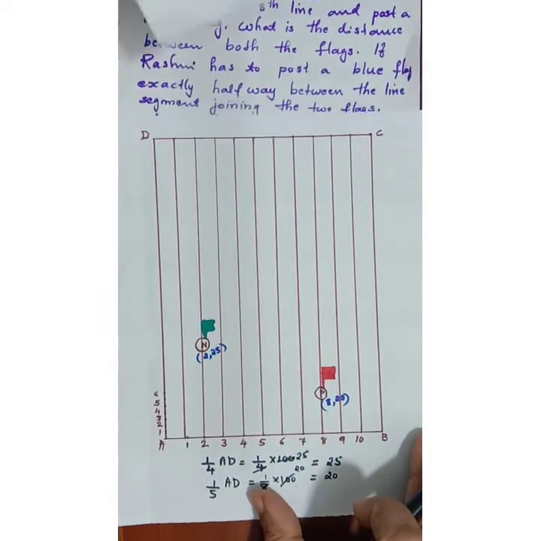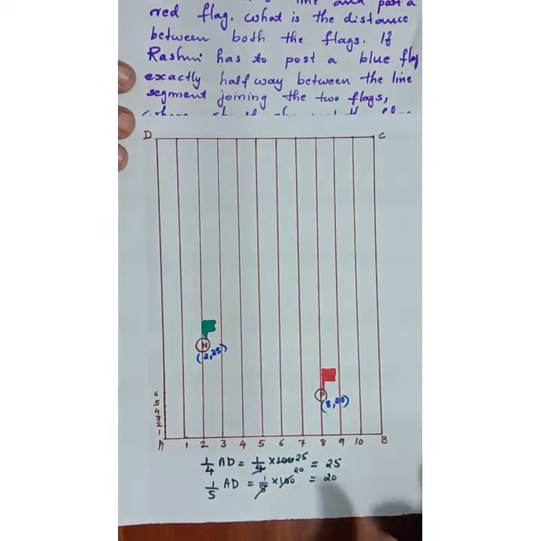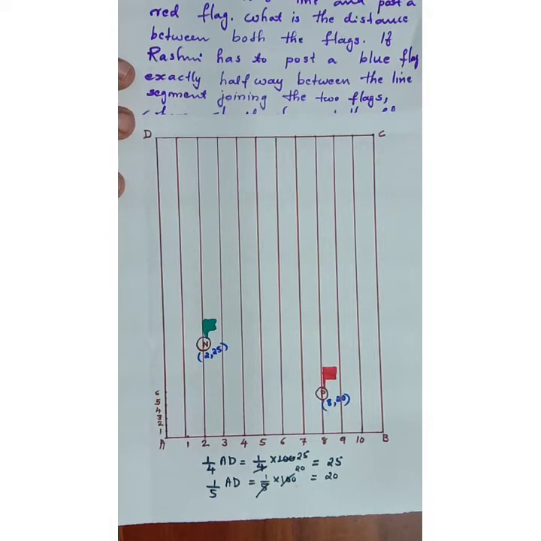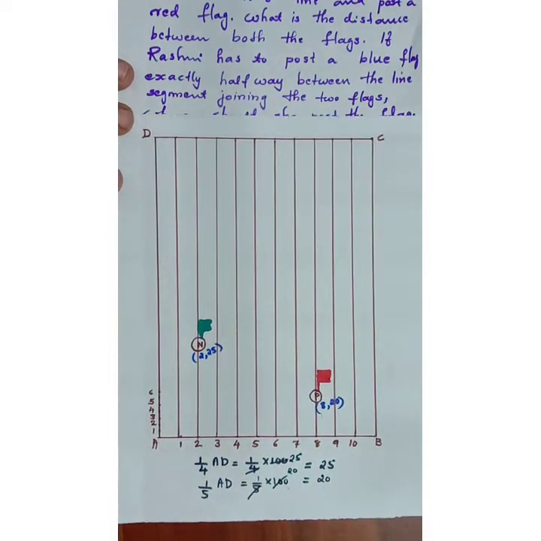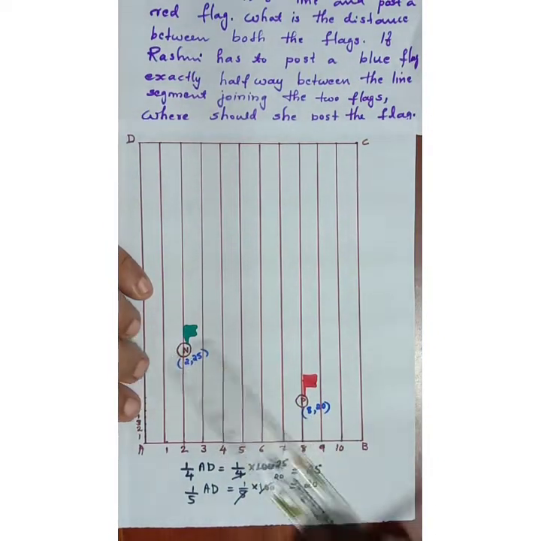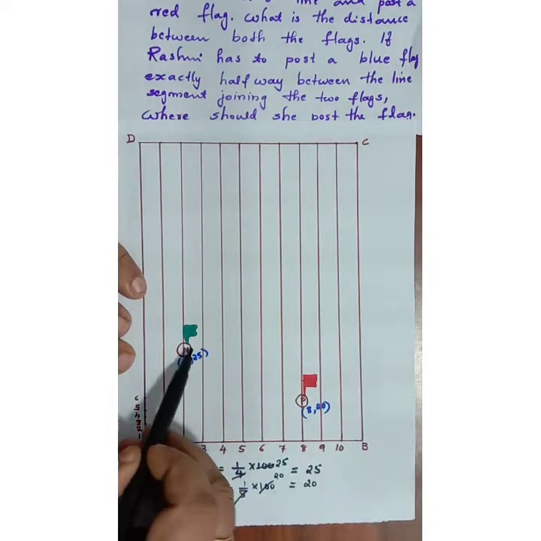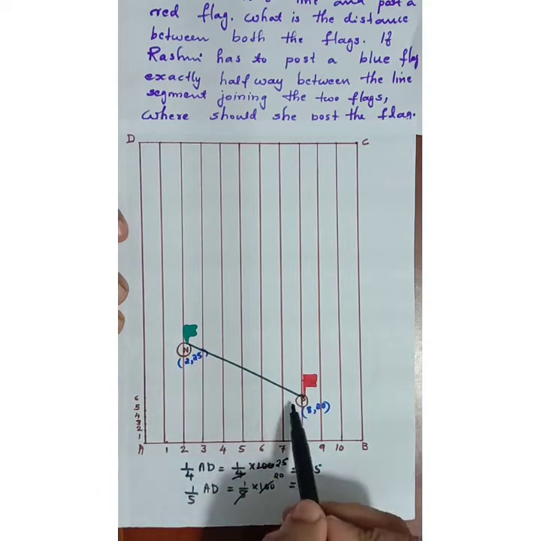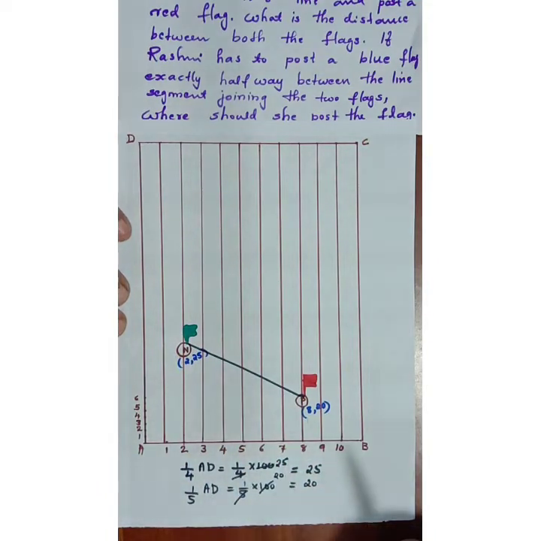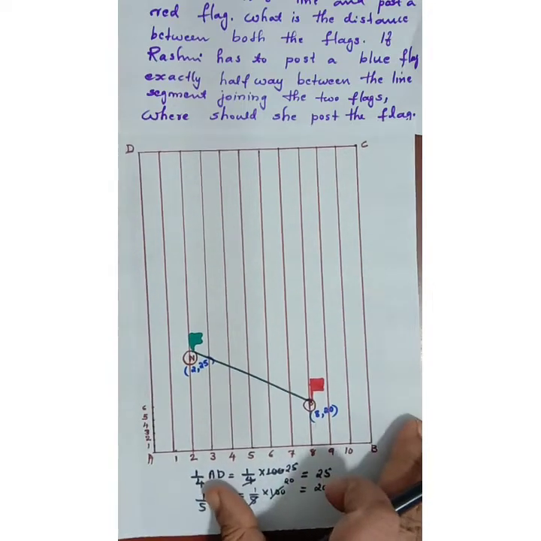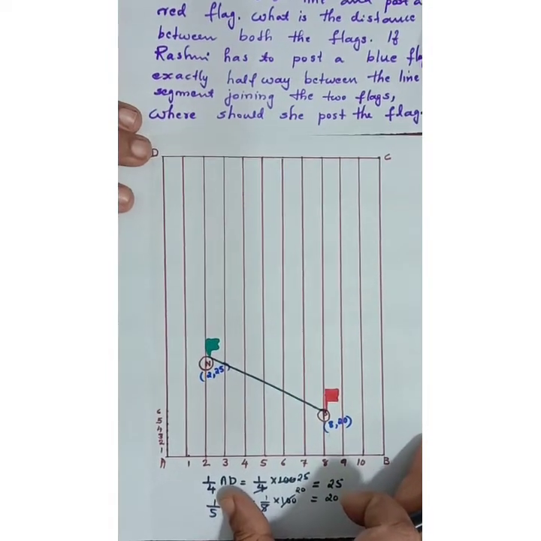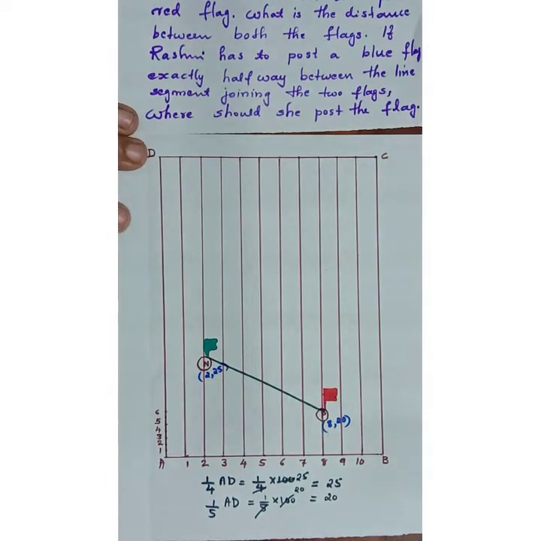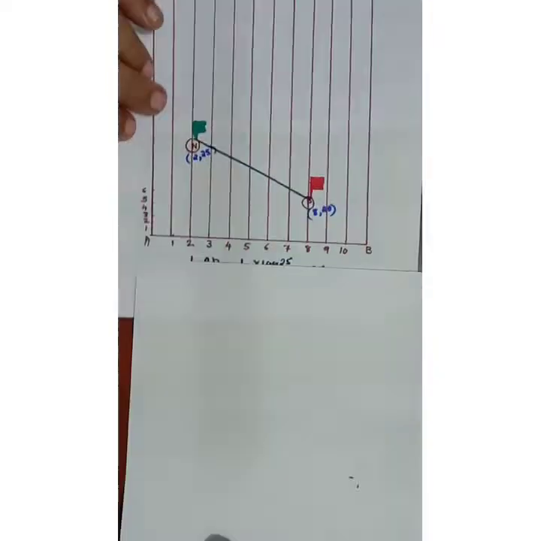The question here is, Rashmi has to post a blue flag exactly halfway between the line segment joining the two flags. So let the line segment joining the two flags be NP. NP is the line segment, and exactly halfway between N and P is called the midpoint. NP's midpoint we have to find out. So what is the midpoint formula? Midpoint (x, y) is equal to ((x1 plus x2) by 2, (y1 plus y2) by 2).